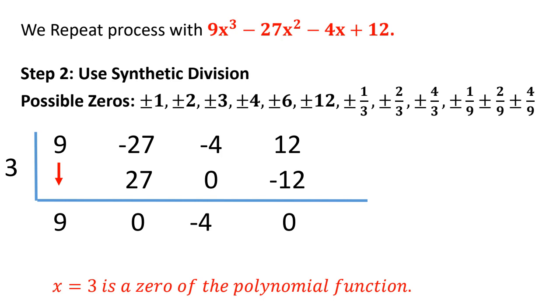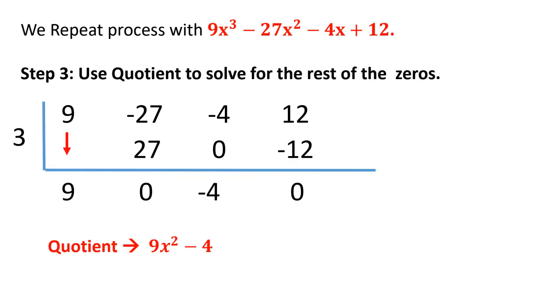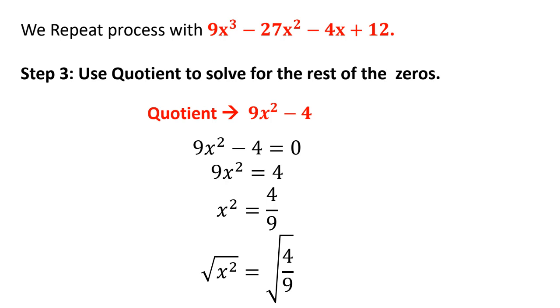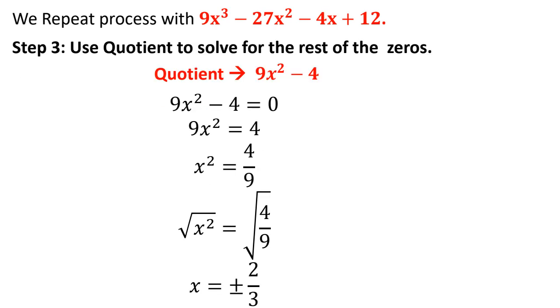And we are so happy because we are now left with a quadratic. We have 9x squared minus 4. On this one, again, I'm going to use my square root to solve for x. So I'm going to add 4 on both sides, divide by 9 on both sides, take the square root of both sides. So the square root of 4 over 9 is plus or minus 2/3. Okay, so I found my zeros.